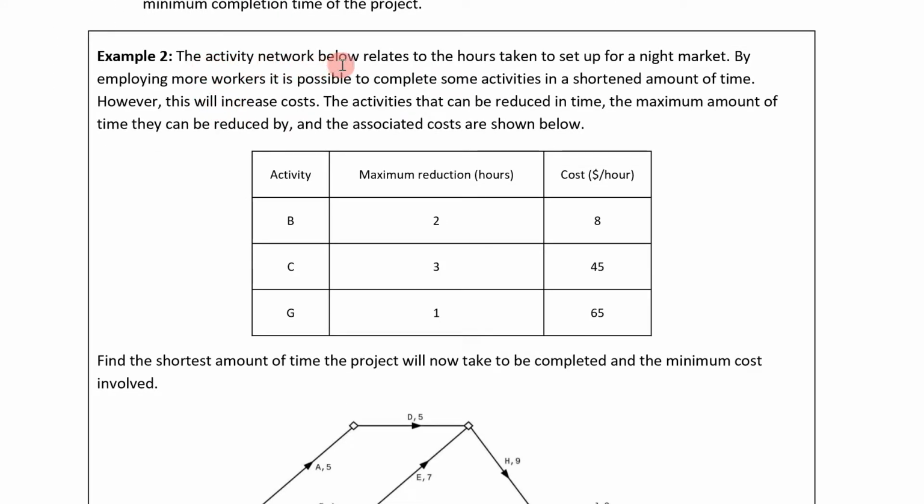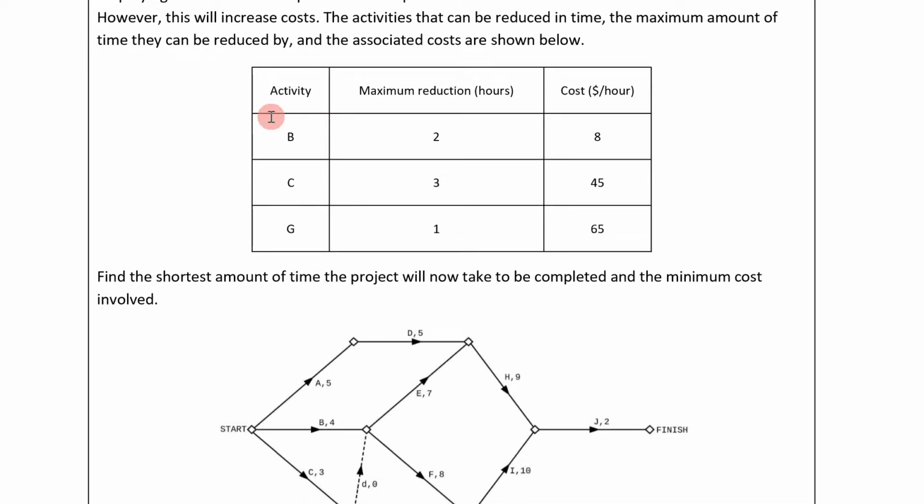The activity network below relates to the hours taken to set up for a night market. By employing more workers, it is possible to complete some activities in a shortened amount of time. However, this will increase costs. The activities that can be reduced in time, the maximum amount of time that can be reduced, and the associated costs are shown below. So as you can see, we can reduce activities B, C, and G, and the maximum reduction in hours of each of these activities is 2, 3, and 1. And the cost per hour is 8, 45, and 65.